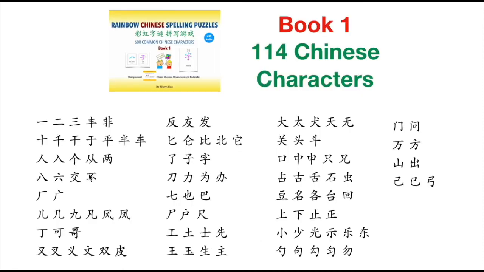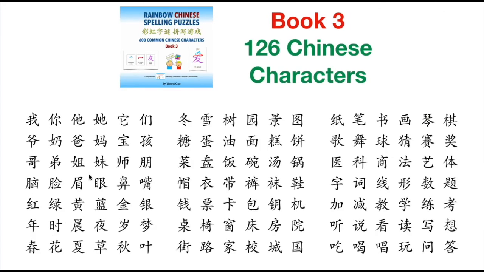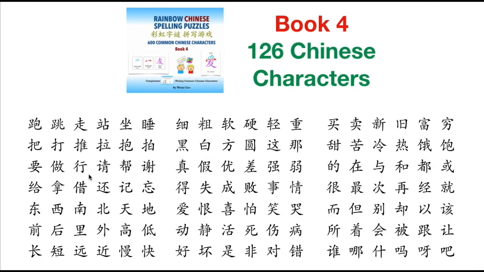Book 1 has 114 Chinese characters. Book 2 also has 114 Chinese characters. Also, Book 3 and 4 both have 126 Chinese characters.